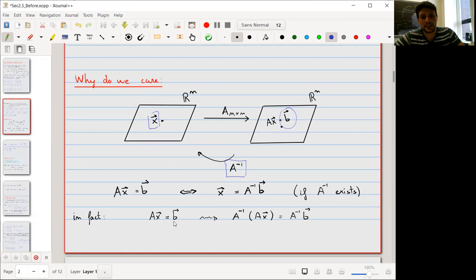If I have that AX is equal to B, I can multiply both sides on the left by A inverse, like so. But then A inverse times A is the identity, so this side becomes just X. The identity times X, which is just X. In other words, what I'm saying is that if you know the vector of constants and you know the inverse matrix, then it's really simple to compute the solution to your linear system.